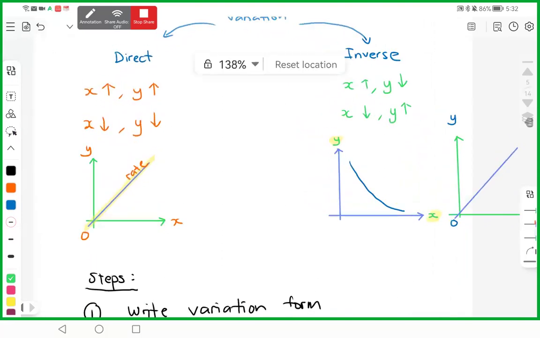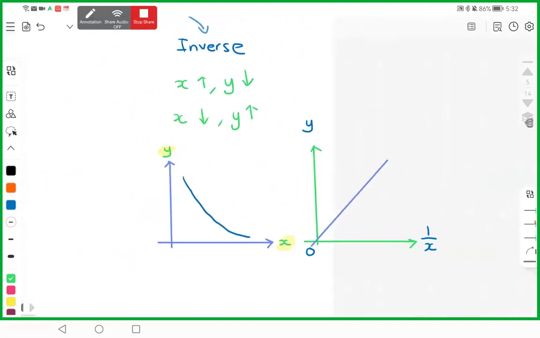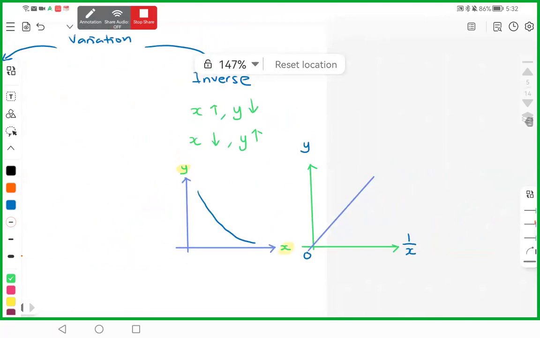We can look at the graph there. The straight line represents the same rate. One variable increases, another variable also increases at the same rate. That's what we call direct variation. Inverse is the balik, opposite. If x increases, then y decreases. So you have inverse variation.